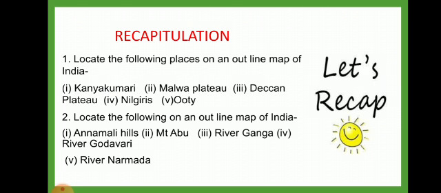Time for recapitulation. Let us do the recapitulation with map pointing. First, locate the following places on an outline map of India: 1. Kanyakumari, 2. Malwa Plateau, 3. Deccan Plateau, 4. Nilgiris, 5. Ooty. Second, locate the following on an outline map of India: 1. Annamalai Hills, 2. Mount Abu, 3. River Ganga, 4. River Godavari, 5. River Narmada.